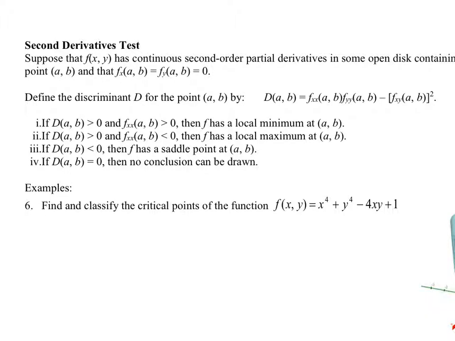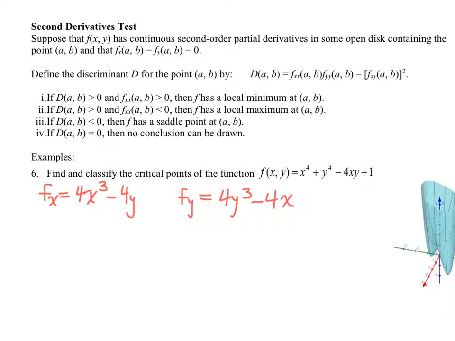But anyway, let me find my first order partial with respect to x. 4x cubed minus 4y. And my first order partial with respect to y, 4y cubed minus 4x. All right. Now these have to be equal to each other and equal to 0 in order to have a critical value, right? Or if either of them don't exist, but so far continuous differentiable all the way through. So I'm going to set it equal to 0.